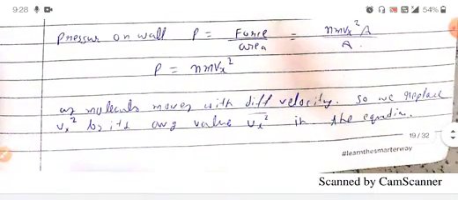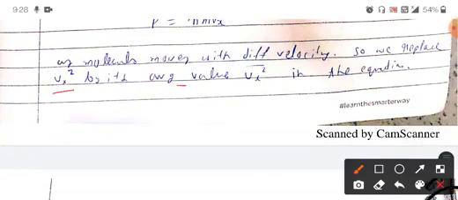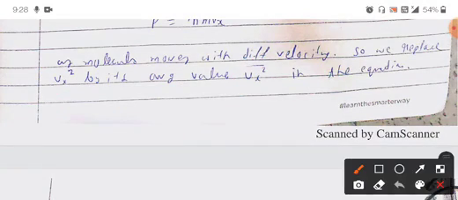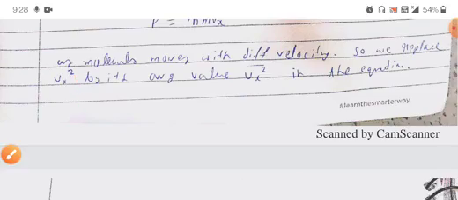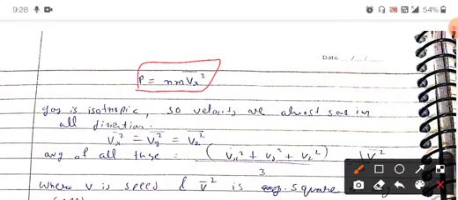Now as molecules move with different velocities, we replace vx square by its average, that is vx square bar. Okay, because it is not certain that all the molecules will be moving with vx velocity. So we have taken the average velocity in the x direction, that is vx bar, and taken the square of that, so it becomes vx bar square in this equation. So this equation will become pressure is equal to nm vx bar square.